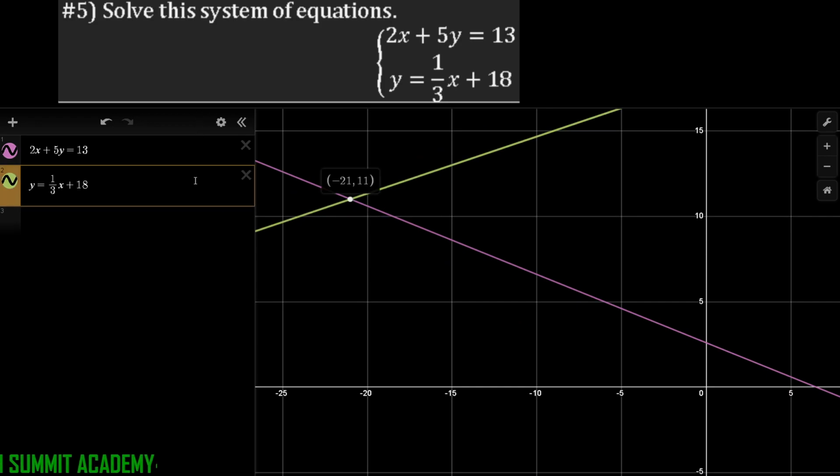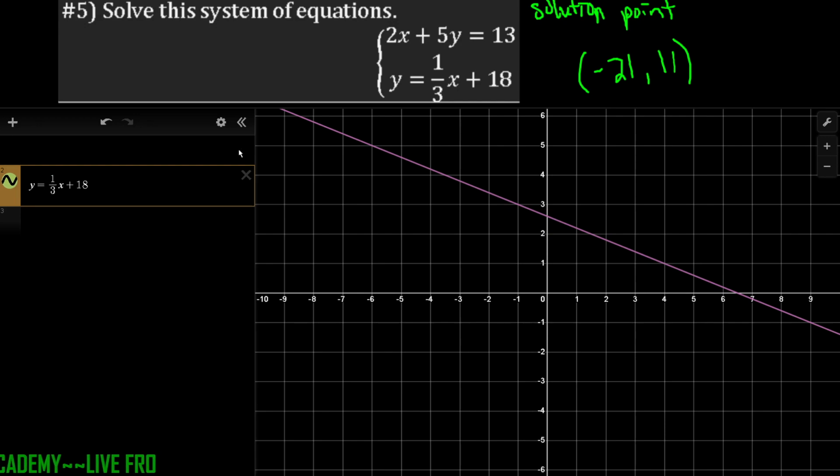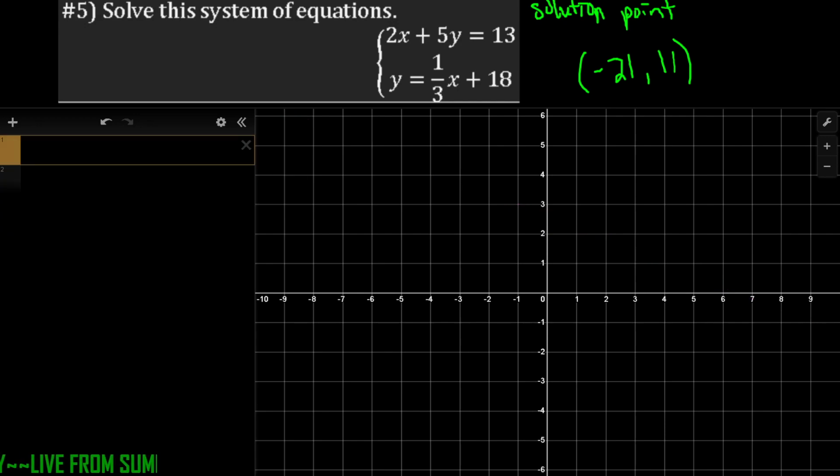Real simple, find where they're equal. And so we're going to say our solution for this one is going to be, so find solution point. So we can say solution point, again, is that point of intersection. So we're going to say it's going to be (-21, 11). So again, real simple when you're trying to graph. Find where they're equal, where they intersect, and you'll be good.